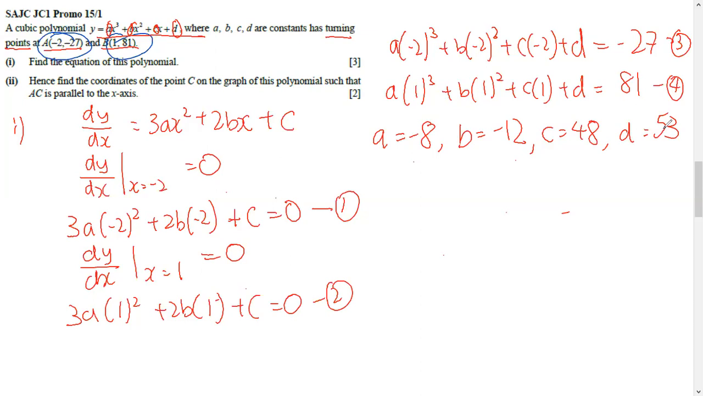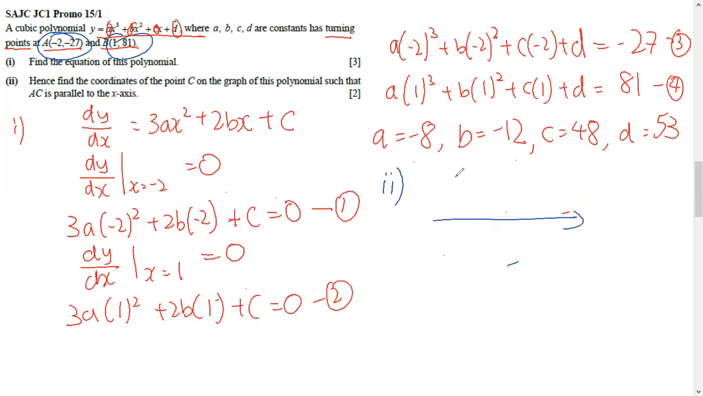The next part: hence find the coordinates of point C on this polynomial such that AC is parallel to the x-axis. One way is actually to draw the graph out for visualization, but for me, sometimes the graph is not really important. So what do we have here? AC is parallel to the x-axis, meaning to say that it must be a horizontal line.